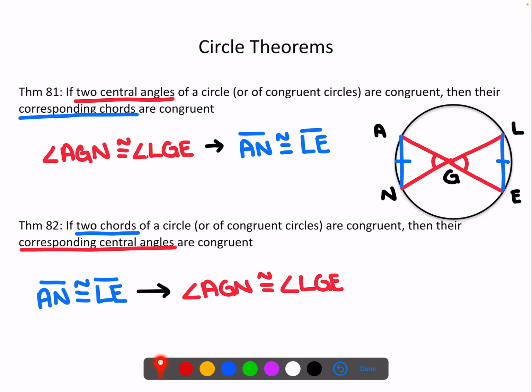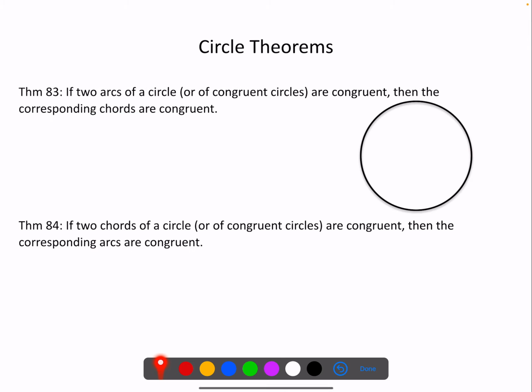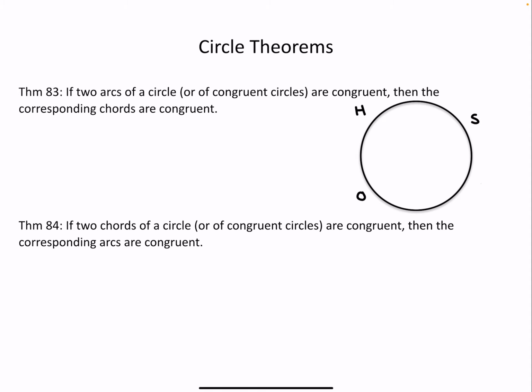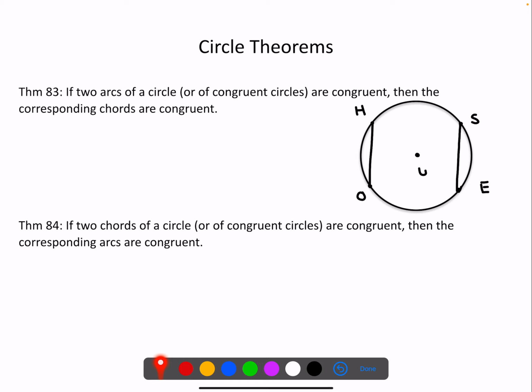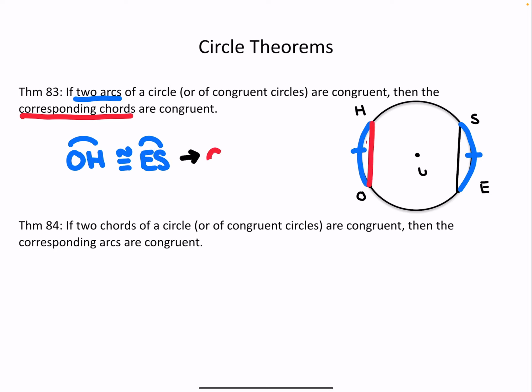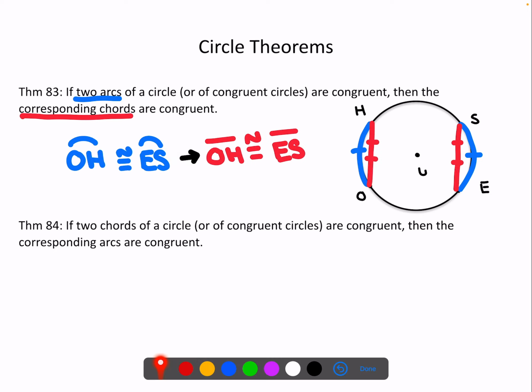And this really connects all of them together. The final theorem that we have states, if 2 arcs of a circle or of congruent circles are congruent, then the corresponding chords are congruent. So if I have 2 arcs on my circle, arc OH and arc ES, if these are congruent, then the chords are congruent. Then segment OH would be congruent to segment ES. We can see that in our picture now.